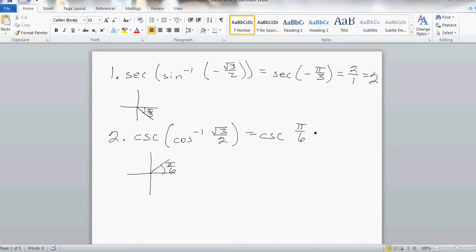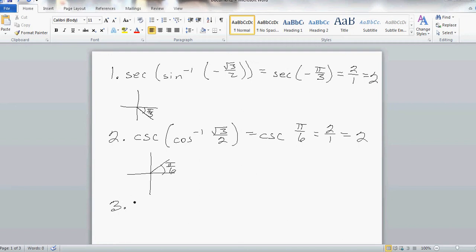So the new question becomes, what is the cosecant of pi over 6? Well, cosecant I know is positive because it's in quadrant 1, and it's the inverse of sine. Well, the sine of pi over 6 is 1/2. The inverse of 1/2 is 2 over 1 or 2.